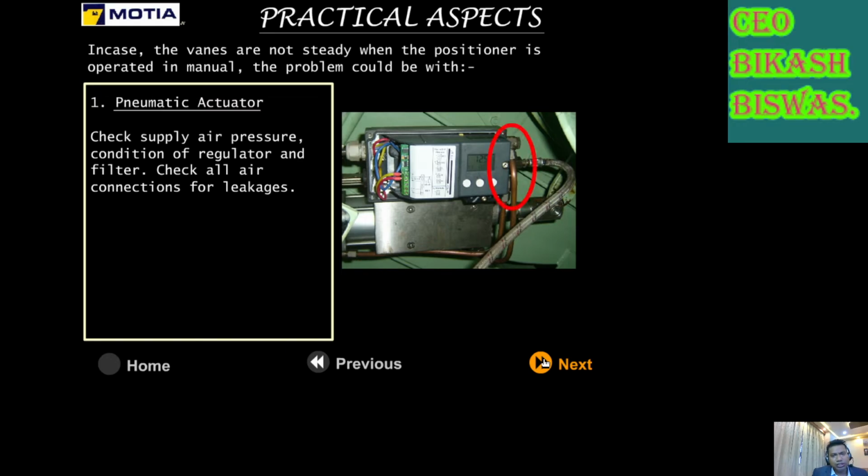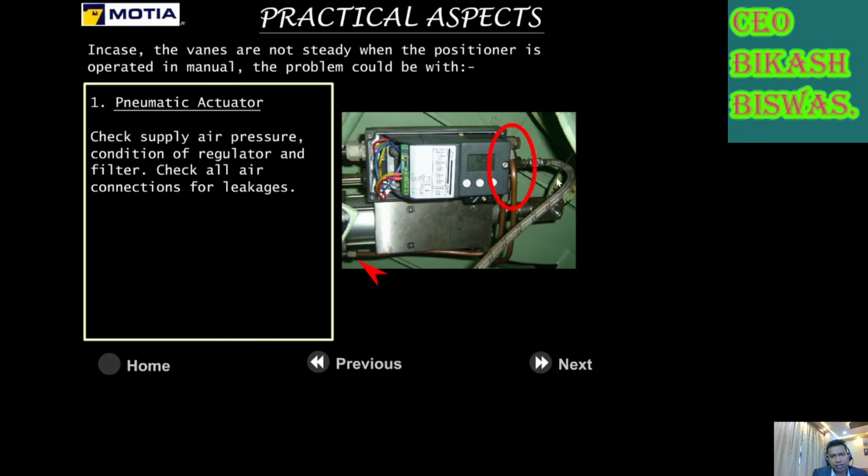If there is a problem with the pneumatic actuator, how are you going to know that? Check supply air pressure. There is a regulator, of course. Sometimes there is dust, dirt, and the inlet filter gets clogged, and the air supply will not be sufficient. So you have to understand whether the correct air pressure is going or not.